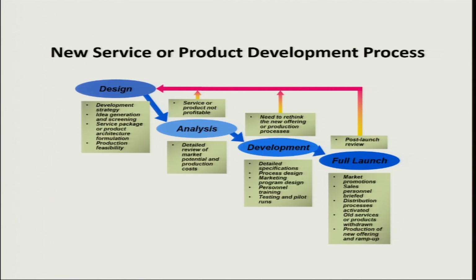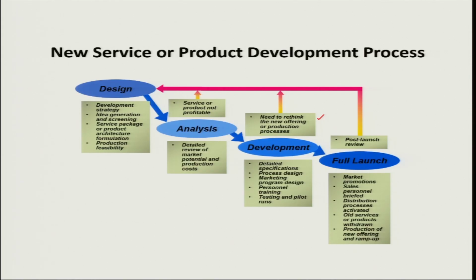When the product is designed, then we analyze it. We see detailed reviews of the market potential and production cost. We see how it is going to perform in the potential market, and then we see the development of detailed specifications, process design, how these specifications are converted into a product, marketing program design, personnel training and testing and pilot runs. Here we need to rethink the new offering or production processes. At every place we can go back to see if some changes are required in the original design.